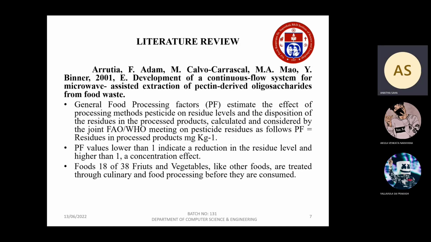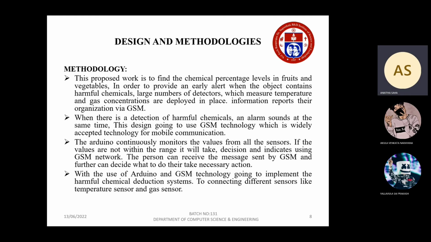Here is another literature review by Arotia F. Adam and Calvo Carrascal. They said that general processing factors estimate the effect of the processing methods and pesticides on residue levels, and the disposition of the residues in the processed products, as calculated and considered by the joint FAO WHO meeting on pesticide residues as follows: PF equals residues in processed products (mg/kg). So we have to see those PF values.